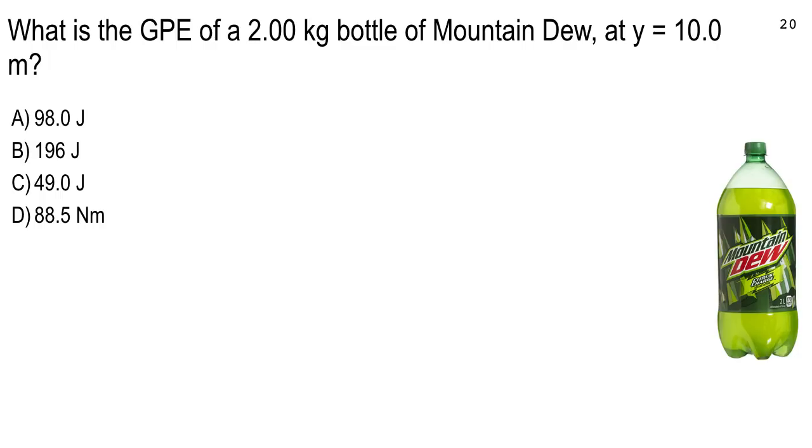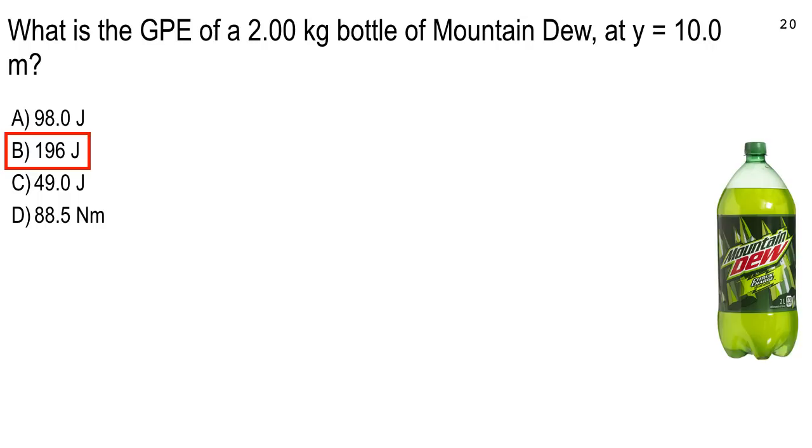So the GPE, so this is minus mg delta y, and we're going to go through the calculation here in a second. Okay, 10 seconds to vote. Now, don't vote for A, come on. 10, 9, 8, 7, 6, 5, 4, 3, 2, 1, 0. Okay, yeah, so the answer here is 196.